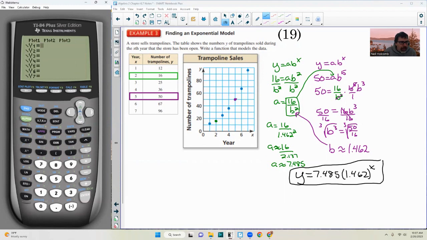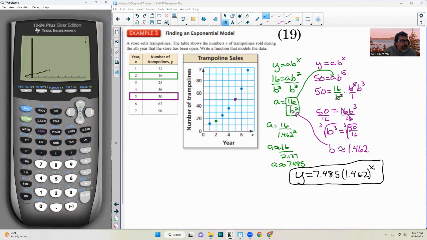So when I put this in as 7.485 parentheses, 1.462, close the parentheses, to the power of X, and I go to my window, notice my window's going from 1 to 7 on the X. So how about I do -1 so I can see the Y-axis, and leave that 10, or maybe just go to 8. And then my Y minimum, I don't care about anything in the negatives, but if I put -1, I'll be able to see my X-axis. And my biggest number is 96. So how about I go a little bit higher to like 100, and then I hit graph.